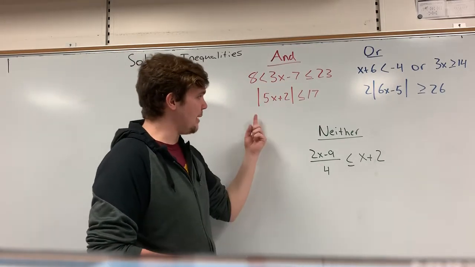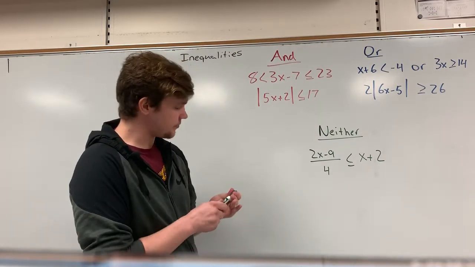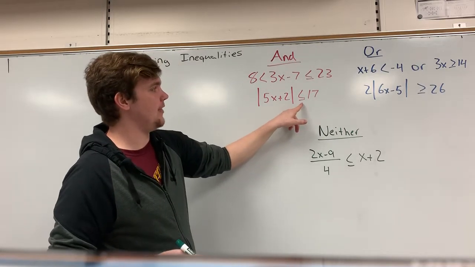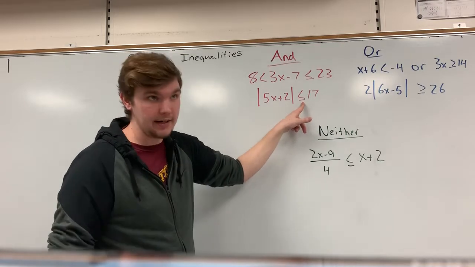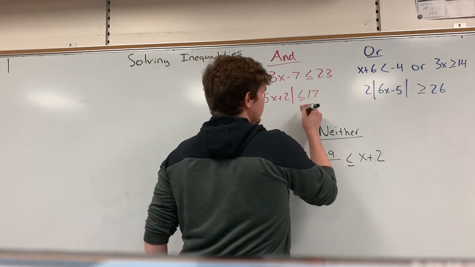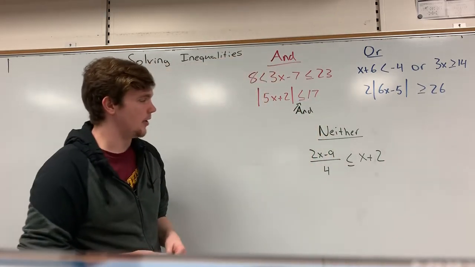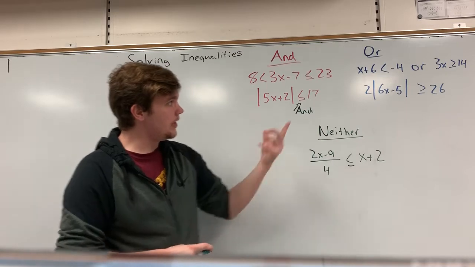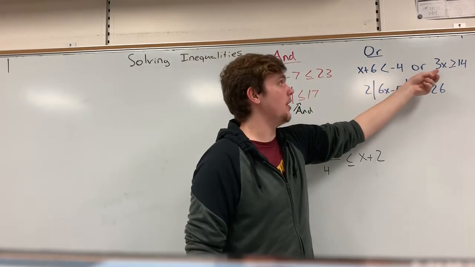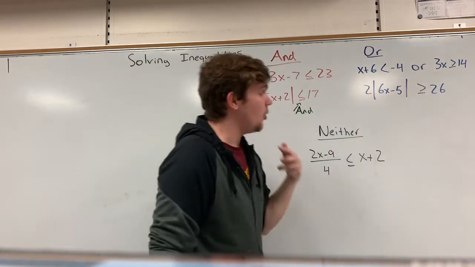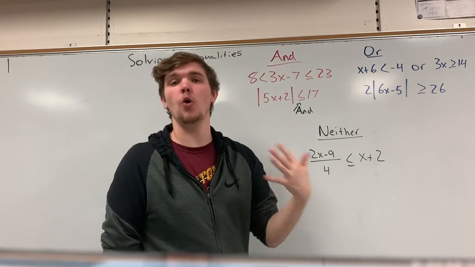This guy here, the absolute value of 5x plus 2 is less than or equal to 17. Remember, whenever I have a less than, I always think less than, right? So this means and right there. Whenever I see that, less than, okay? And then over here I have x plus 6 is less than 4, or 3x is greater than or equal to 14. Well, right away in the problem, I have an or written there. Okay, so that's guaranteed to be an or statement.